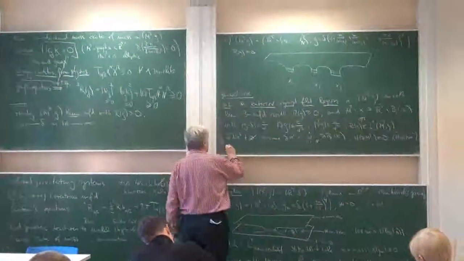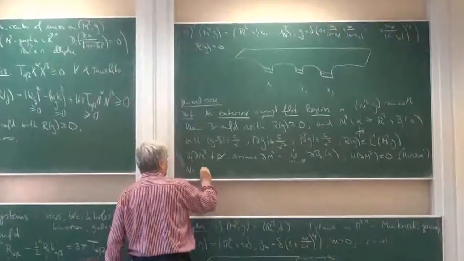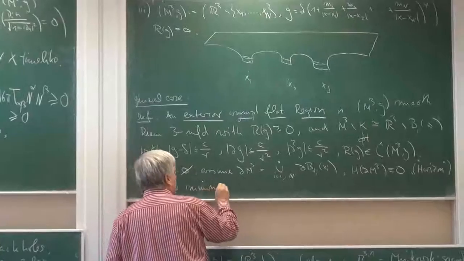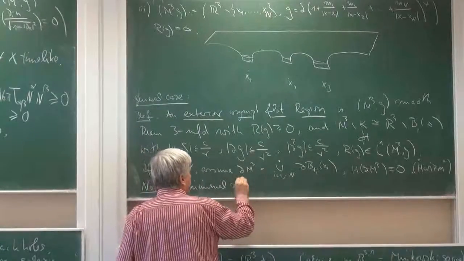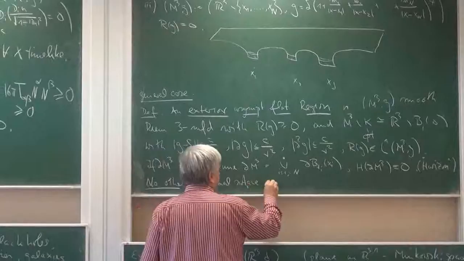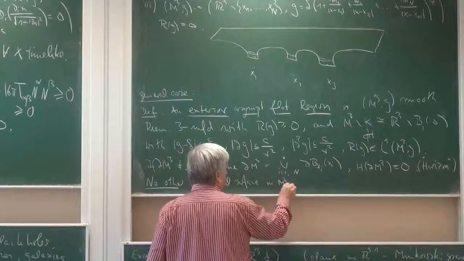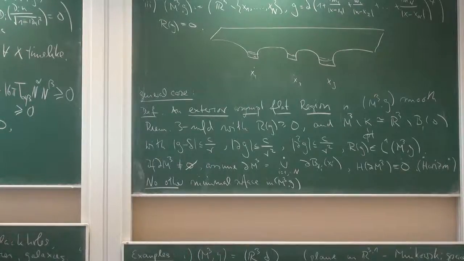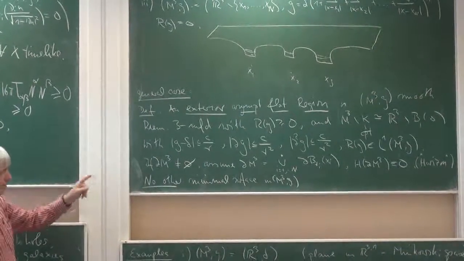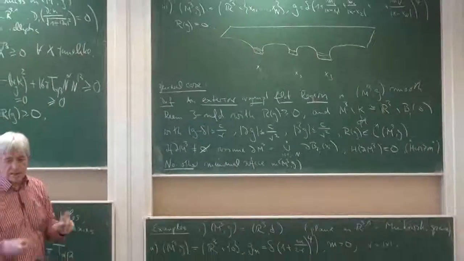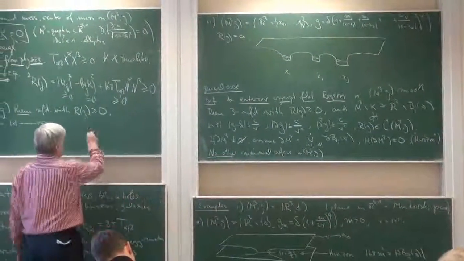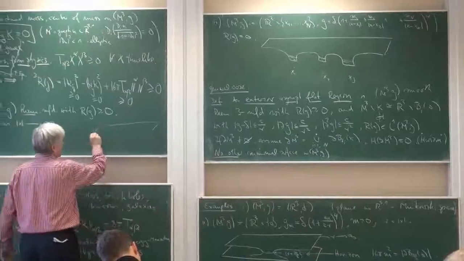So, this is important, no other closed minimal surface in M3. Only the boundary is allowed to be minimal. This last condition is important for defining the mass and understanding the mass of the black hole, because otherwise you could have this picture here.